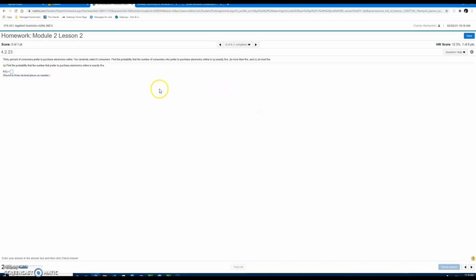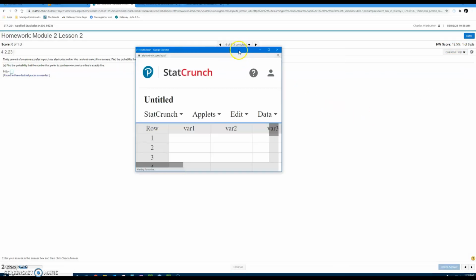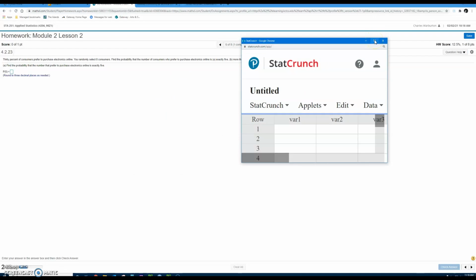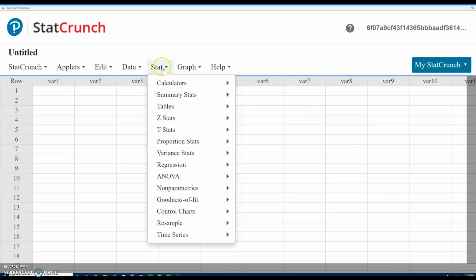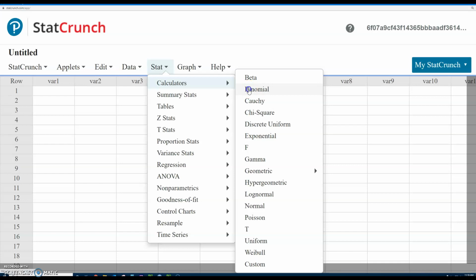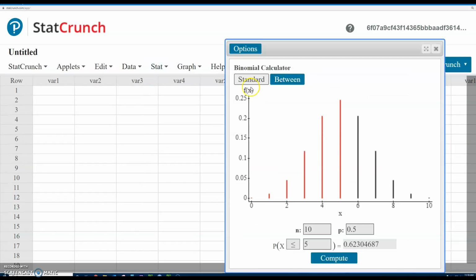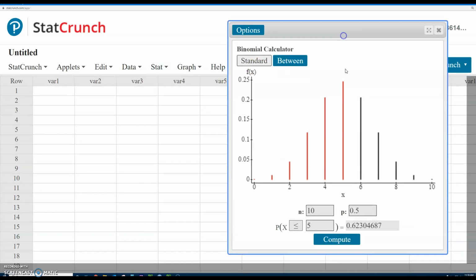Sometimes with binomial distributions, they want you to find probabilities. And in this case, with probabilities, you can use the probability calculator in StatCrunch. So let me show you where to find the probability calculator for a binomial distribution in StatCrunch. We're going to go to Stat, Calculator, Binomial. And then we're going to put in the number of trials, the probability of success, and anything else we need.